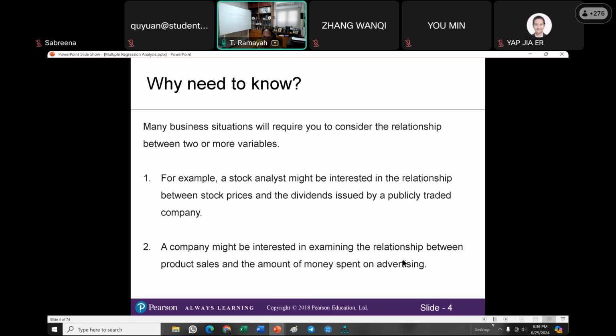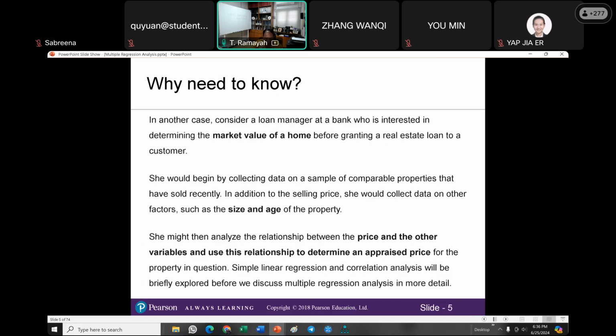Then we will do an analysis called simple linear regression. One independent, one dependent. But most of the time we will be interested in more than one. Let's say we want to look at the market value of a home. We can look at the size and age of the property. So now we have size and age, which are two independent variables, and the dependent variable is the market price.